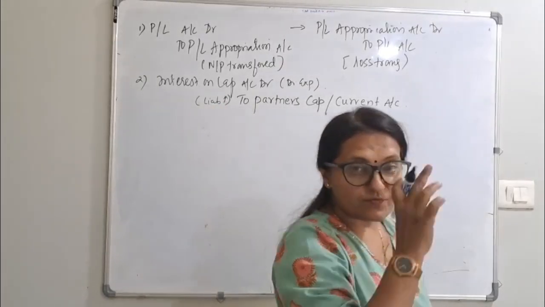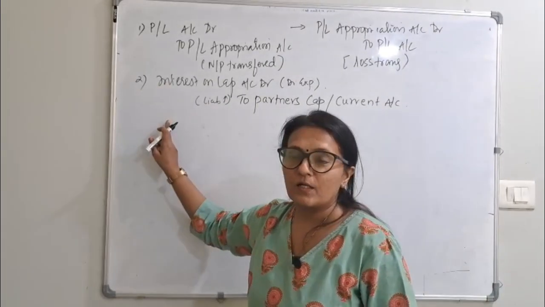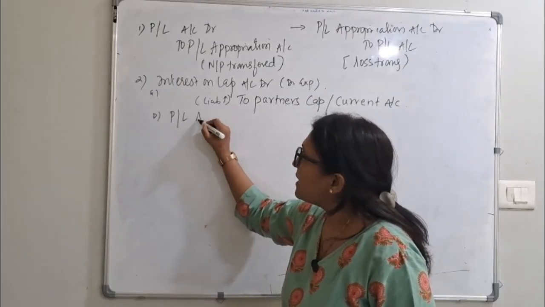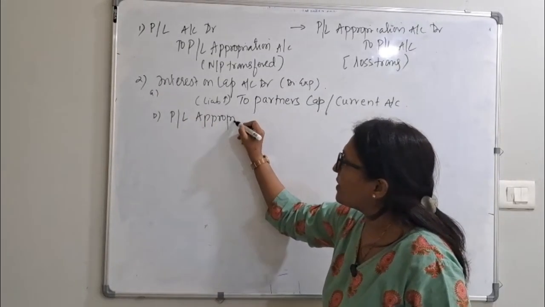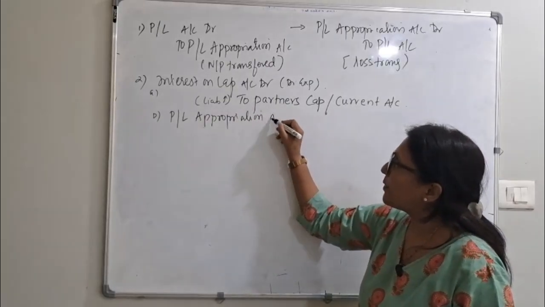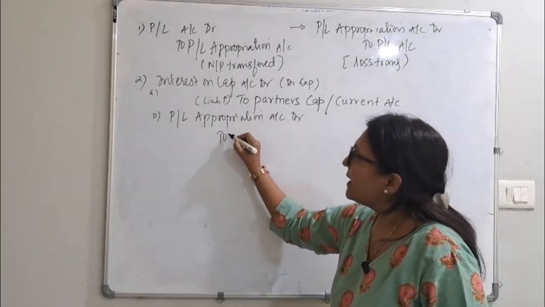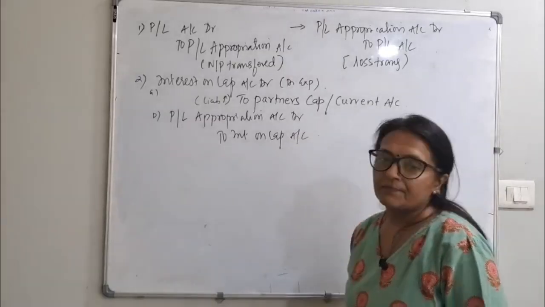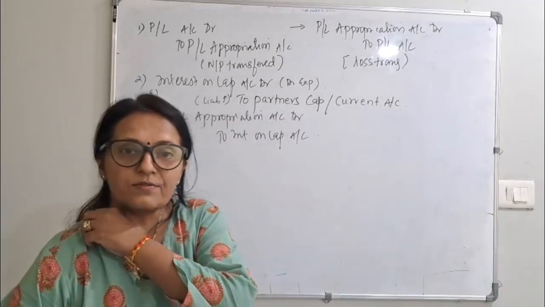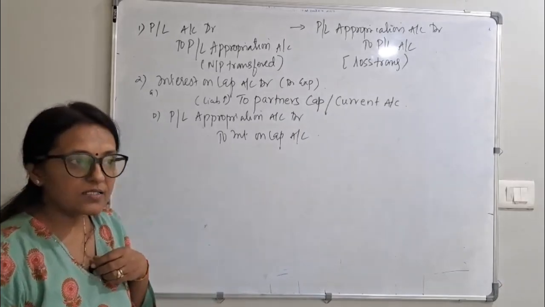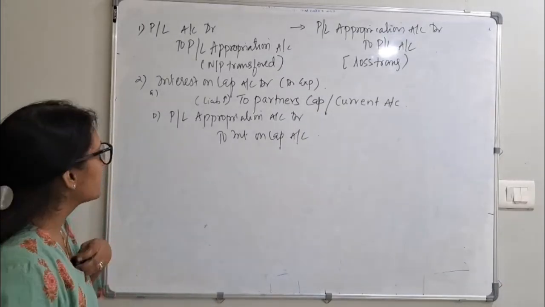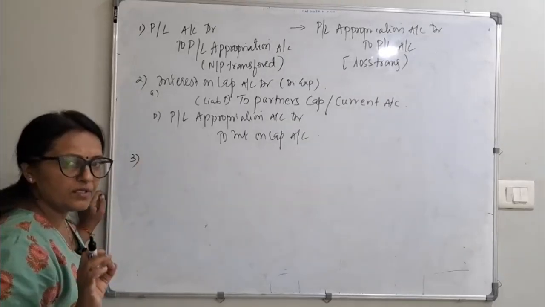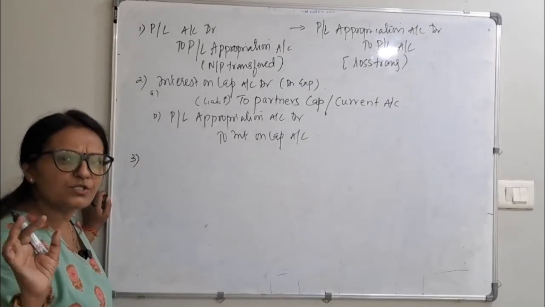Now we are going to transfer this interest to profit and loss account. In this there are two entries. So now it will be profit and loss appropriation account. We are going to transfer this to appropriation account, interest on capital. Ultimately it goes to profit and loss appropriation, because from there the distribution will be known. Okay?